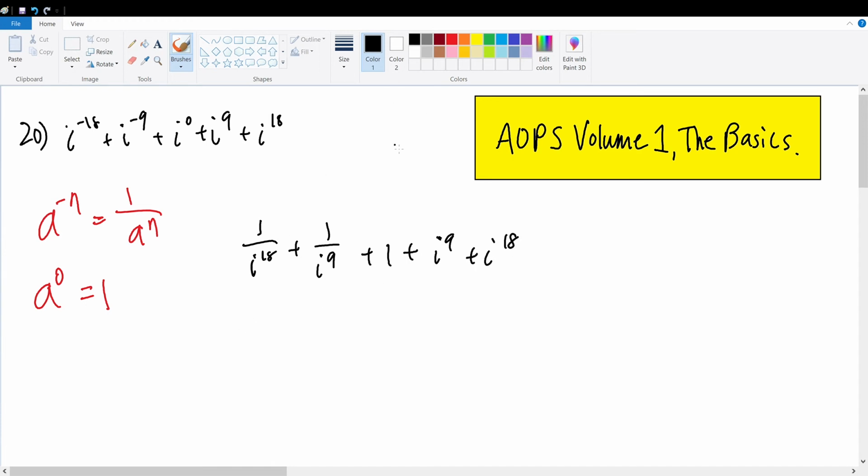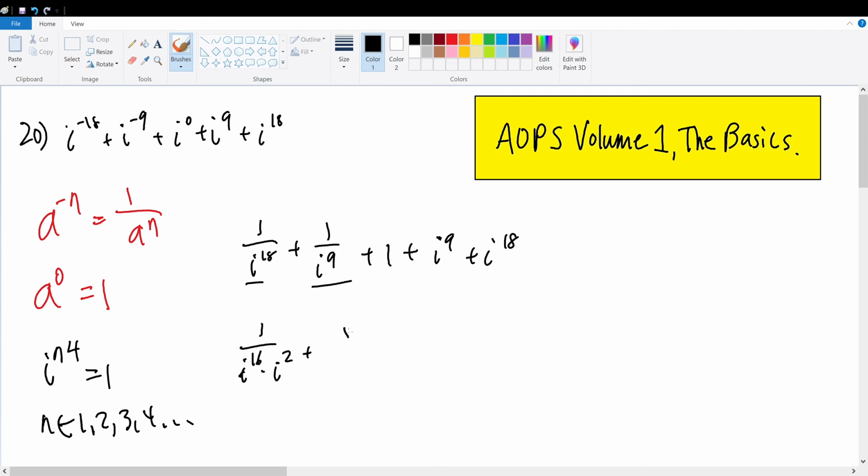And a good rule to understand about i is that i raised to any power of 4n, n being 1, 2, 3, 4, etc., a positive whole integer, will be equal to 1. So we can rewrite i to the 18th and i to the 9th to be in terms of i raised to some power of 4. Therefore, we can rewrite it to be 1 over i to the 16th times i squared plus 1 over i to the 8th times i plus 1 plus i to the 8th times i plus i to the 16th times i squared.